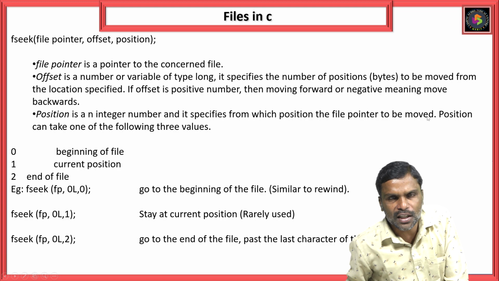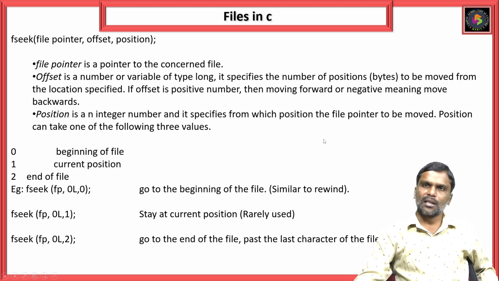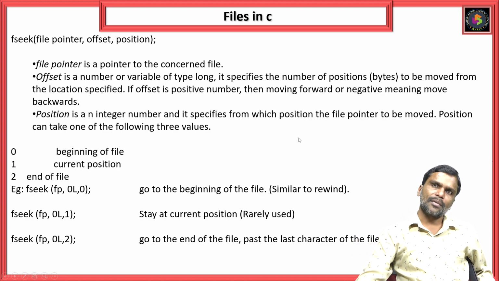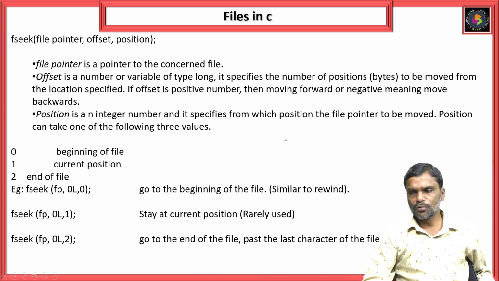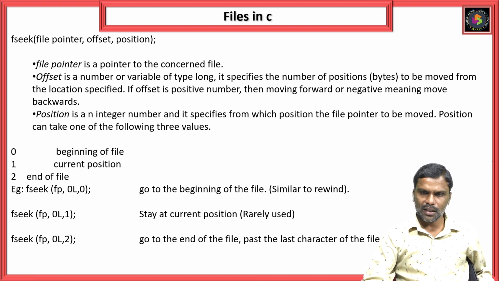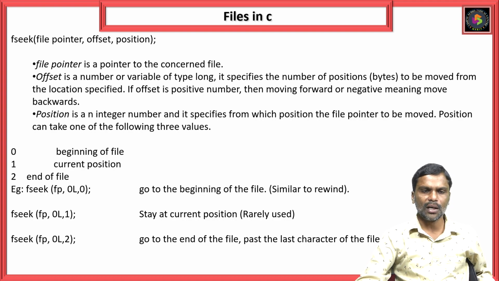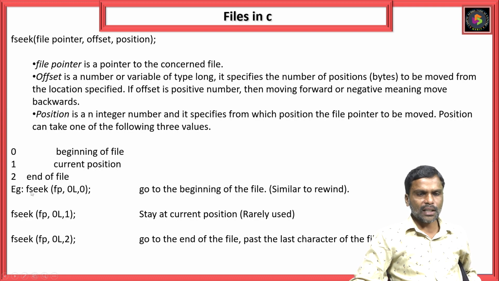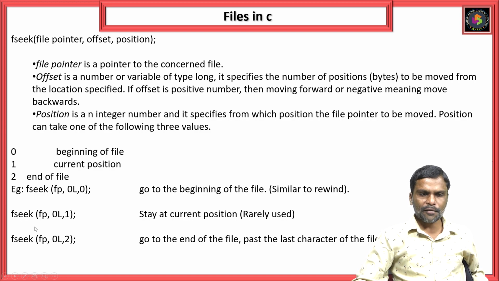So BVRIT Narsapur, I have taken as my file containing the data. If my cursor is at BVRIT, whether I should move to the left or right or print at the current position can be decided with the help of whence. I told you that in this fseek we are using the file pointer.